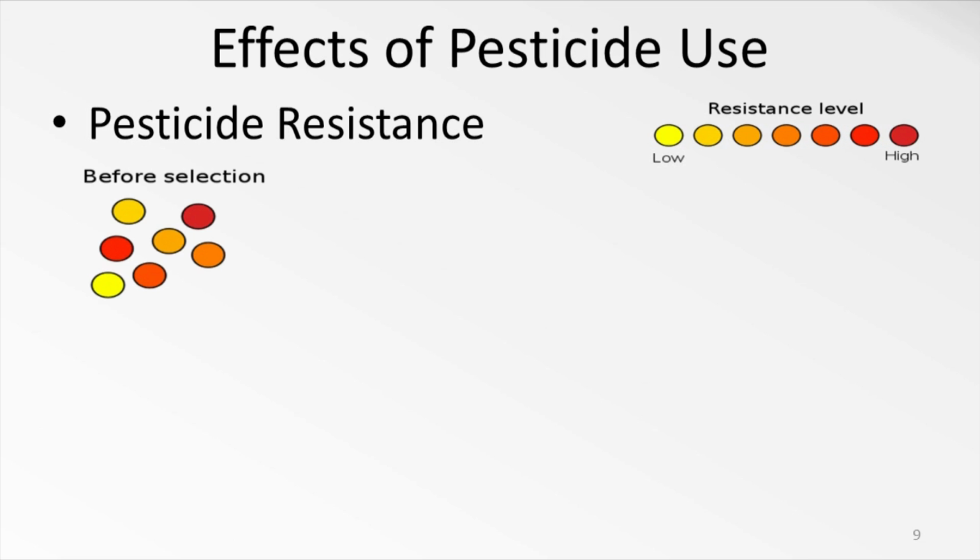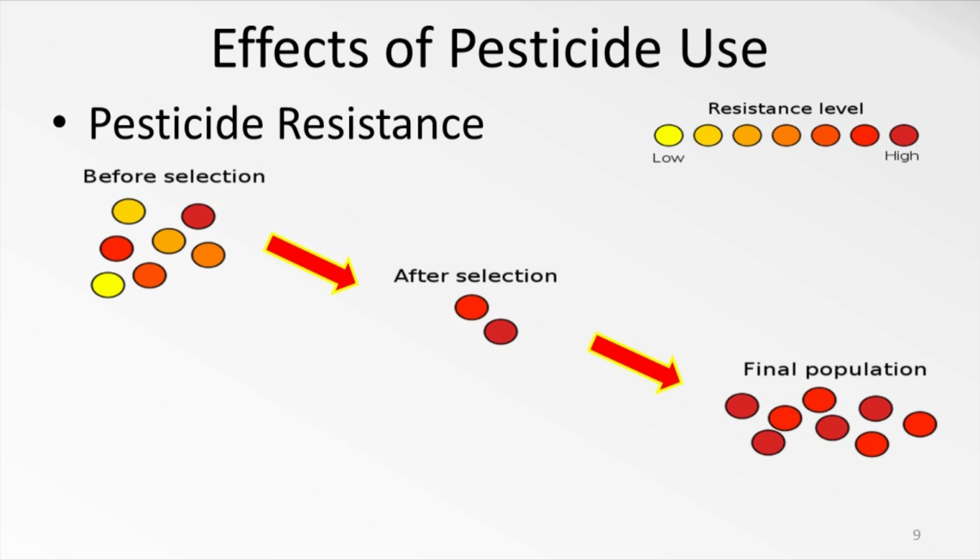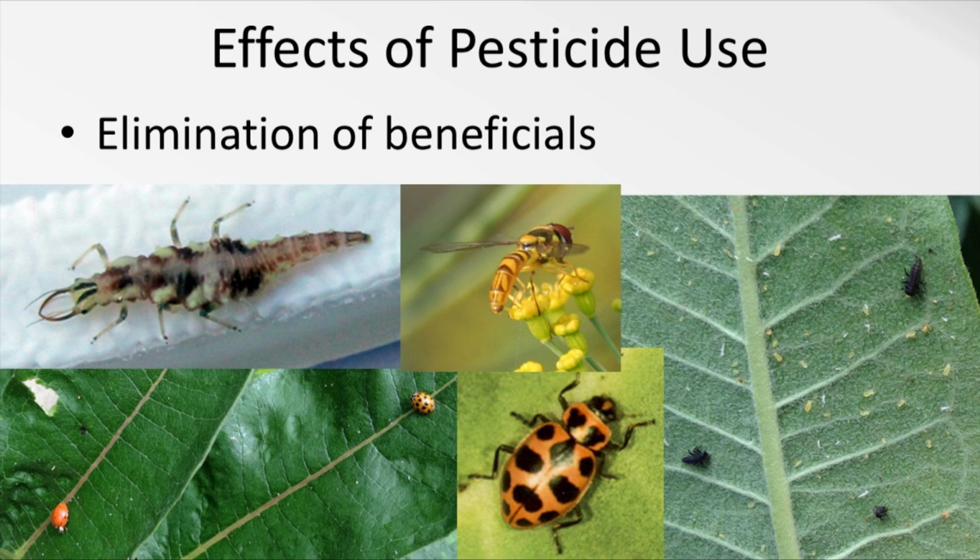Over generations, more and more individuals are born with those resistant traits, until eventually the entire population becomes resistant to that particular pesticide's mode of action. Most pests have a relatively brief generation time, sometimes as short as a few weeks. So resistance in a population can build up quickly. Additionally, pesticides, particularly insecticides and miticides, may not be too discriminating when it comes to what organisms they kill.